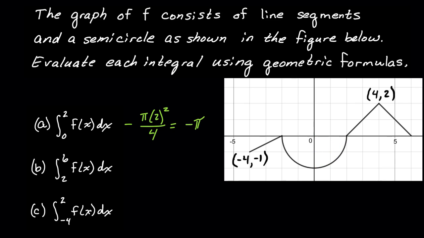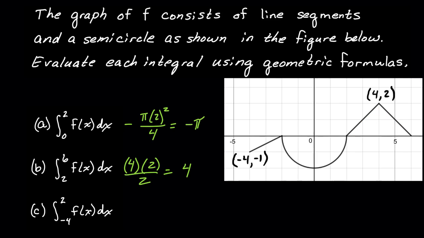All right, so the next one says the integral from 2 to 6. Well, that's going to be the area of this triangle right here. We see that this is above the x-axis, so it's a positive area. The base of that triangle is 4. The height of the triangle is 2, and divided by 2. Base times height divided by 2 is going to give us an area of 4.